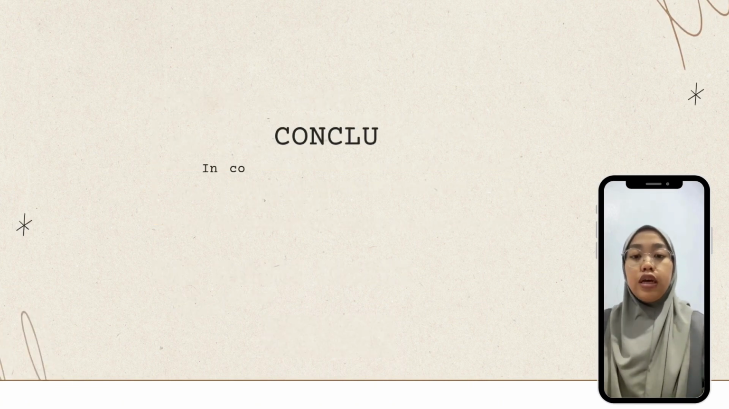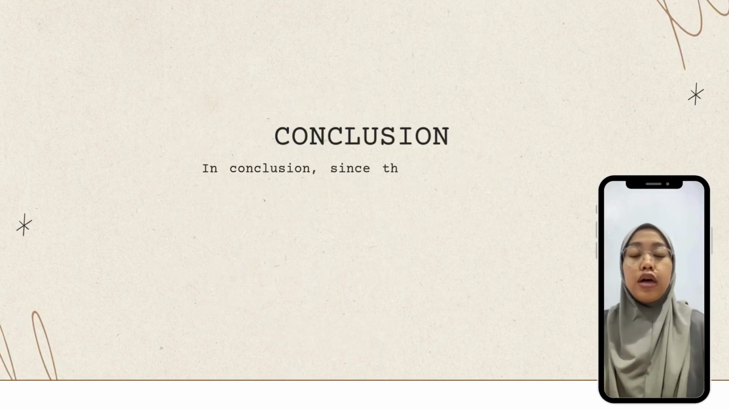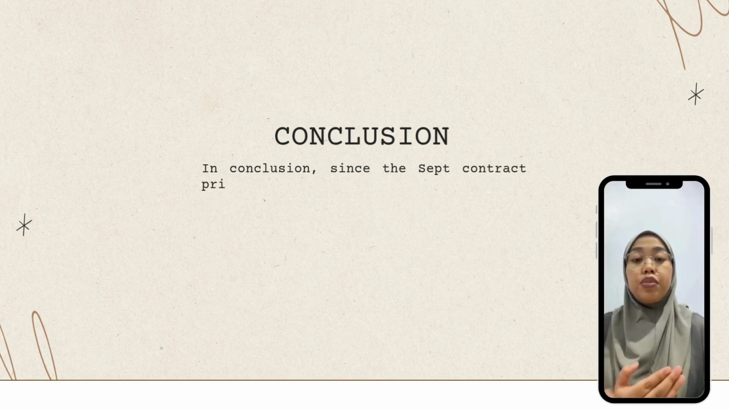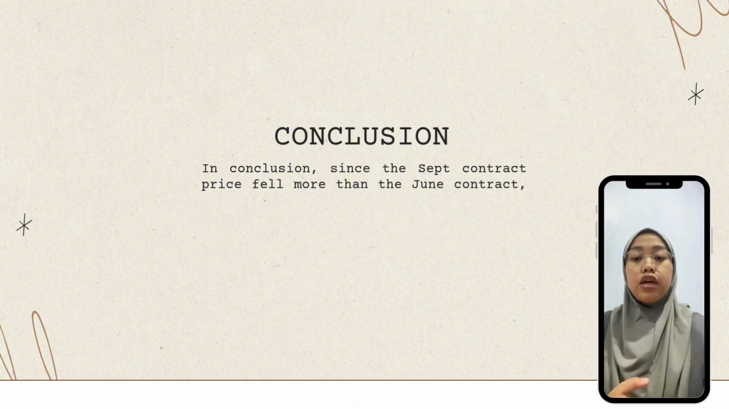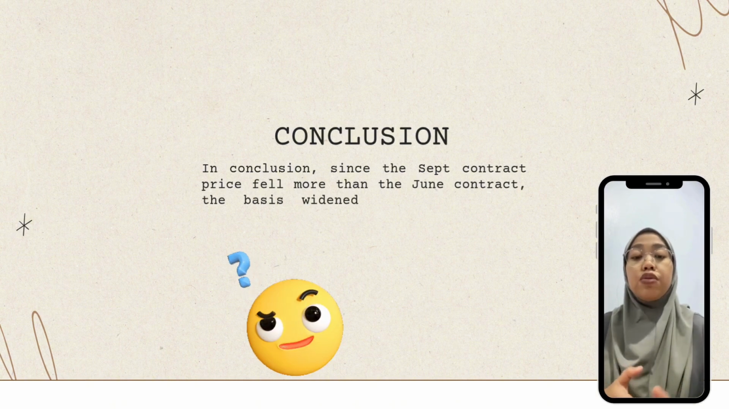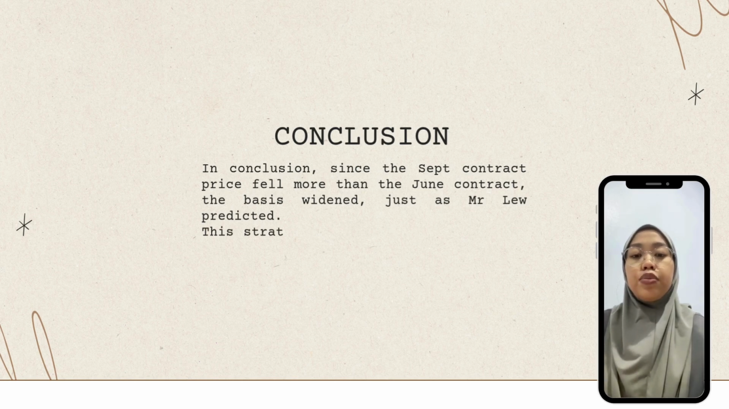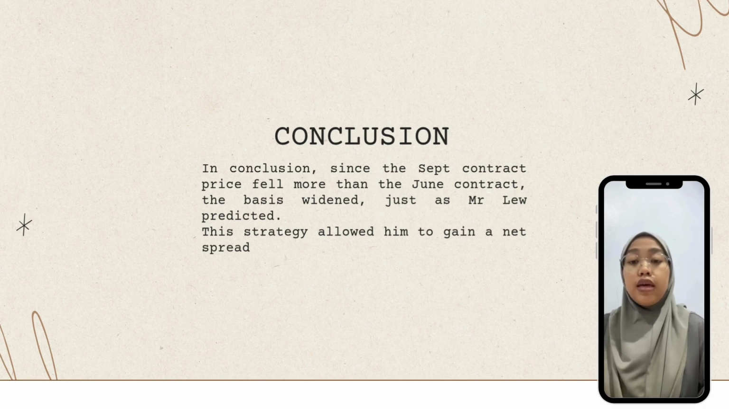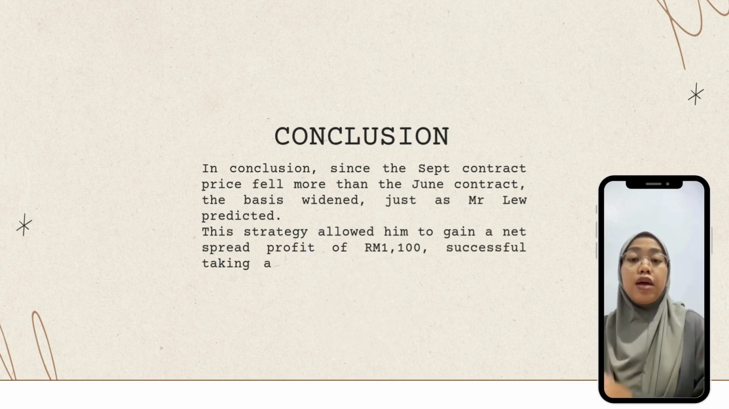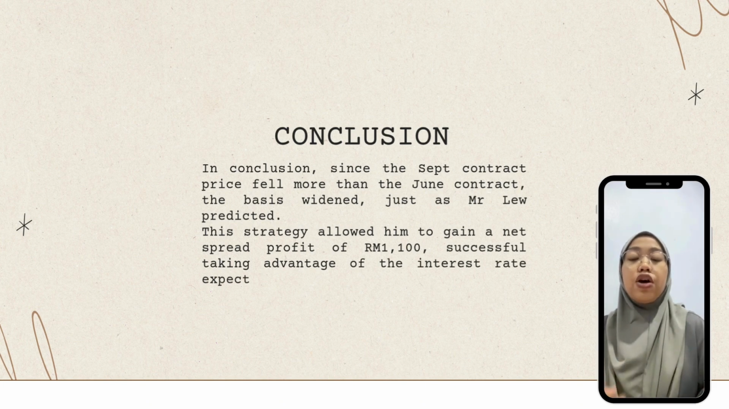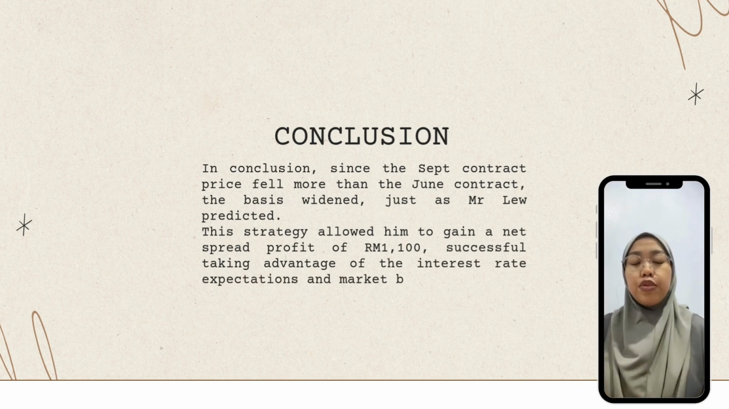So in conclusion, Mr. Liu adopted an intermonth spread trading strategy, which is selling the nearby month June and buying the distant month September, based on his forecast that LIBOR would rise and futures prices would fall, especially in the distant contract. Since the September contract price fell more than the June contract, the spread widened, just as he predicted. So this strategy allowed him to gain a net profit of RM1100, successfully taking advantage of the interest rate expectation and market behaviors.